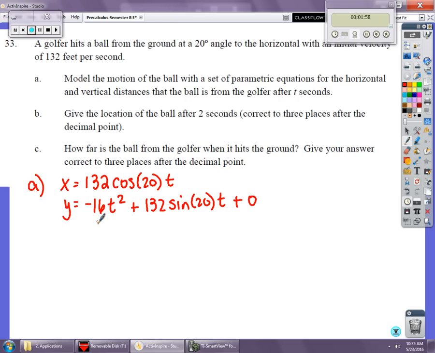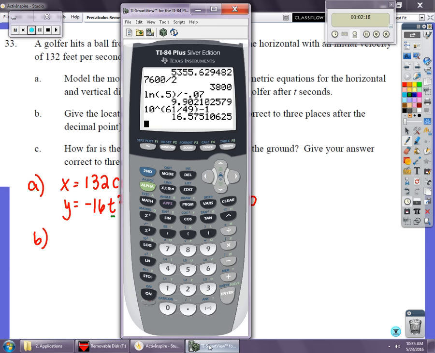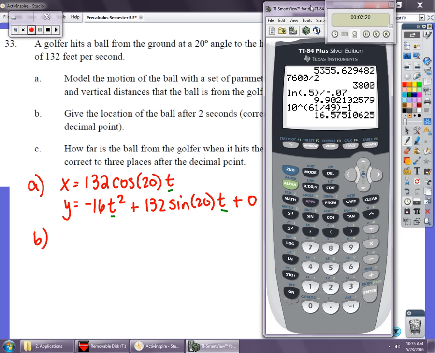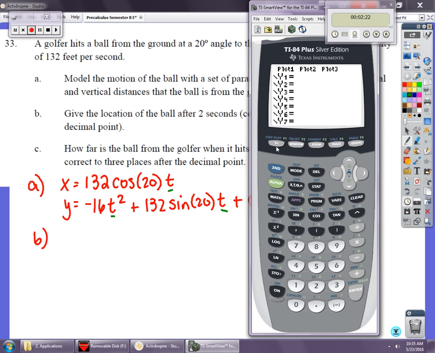All right, so for B, it says locate the ball after 2 seconds. Okay, so there's a couple of ways you can do that. One way is plugging in 2 anywhere you see a t. So I could evaluate it at 2 right here and right here, and just do it on the home screen of your calculator. Okay, that will totally work. Another way that you can do it is to put your calculator in degree mode and parametric mode. I'm actually already in degree mode. Let me just go down to parametric mode.